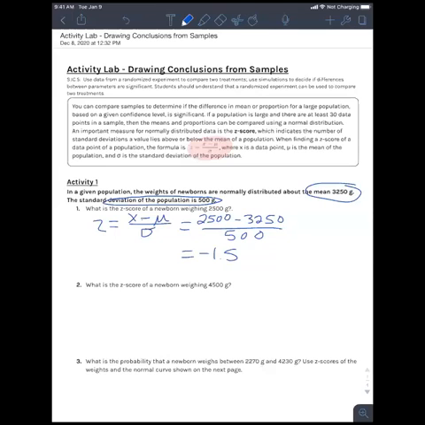Last person. So when we're finding Z for this one, same as before, we're still using the same formula. So this one should have been 4,500 minus 3,250 over 500. So we should have gotten Z equals 2.5 this time. 2.5. Cool? So far, so good?